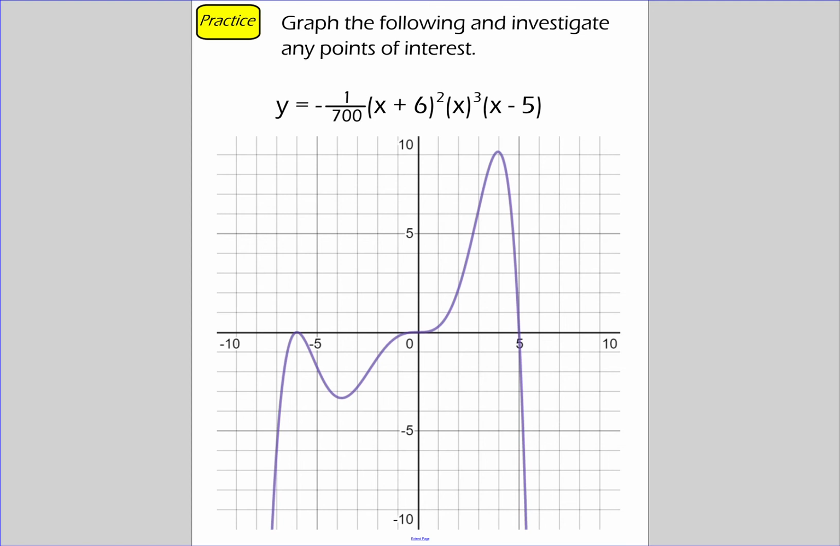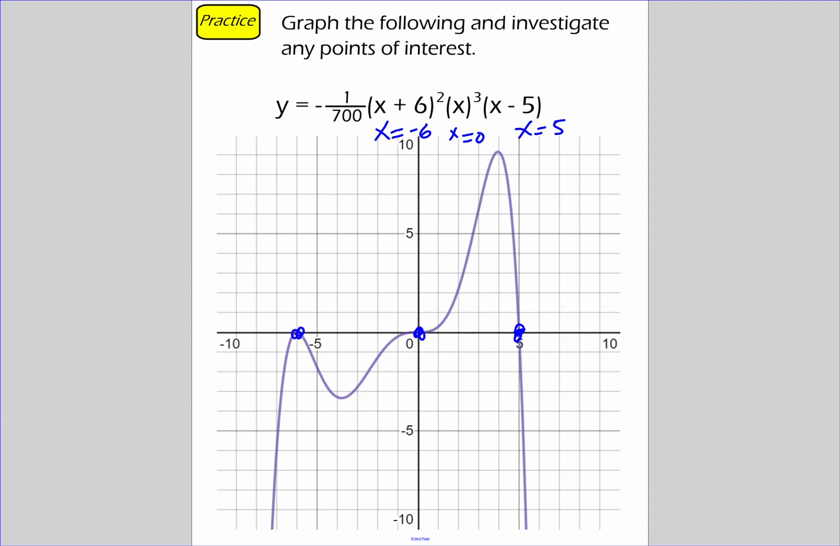So hopefully you've noticed the factored form, and this time we have multiple of the same factors. X equals negative 6 is a 0, but it's a 0 twice because there are two factors that go with it. And then x equals 0 is a 0 3 times. And x equals 5 is a 0 1 time. And we can see all of that in our graph.